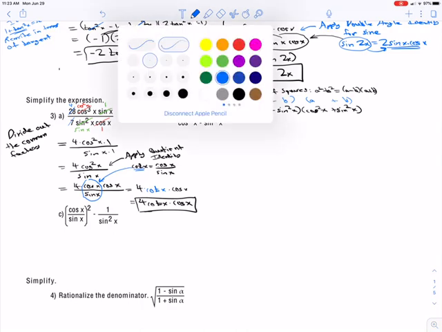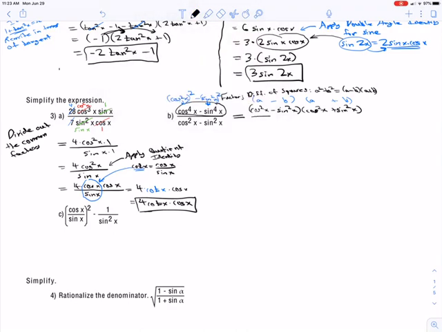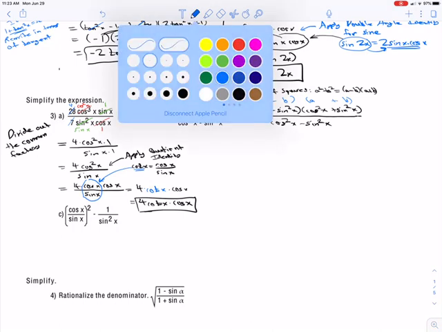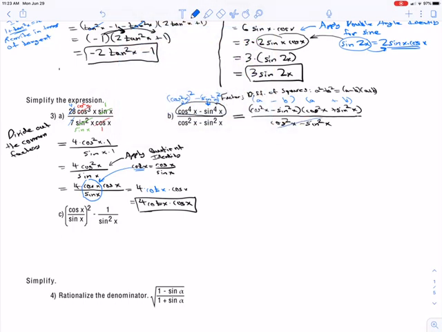Now, as we did that, what happens? My denominator, which is cosine squared x minus sine squared x, is now a common factor. So as we divide out the common factor, right? So we divide those out. Divide out common factor.